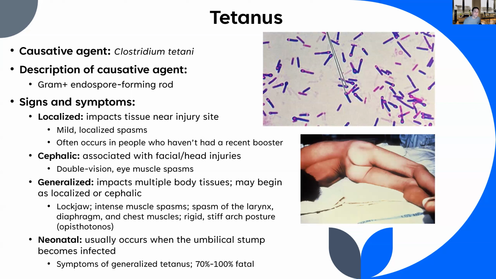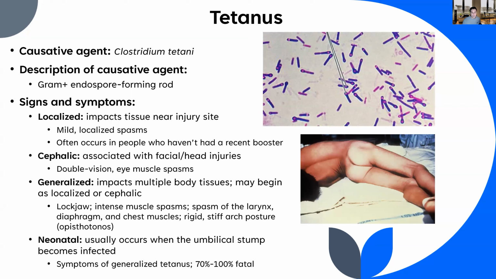And then there is generalized tetanus, and this usually impacts multiple body tissues. So basically, generalized typically starts as localized or cephalic, depending on where the wound site is, and then begins to spread throughout the body. And this is when it starts to get real scary, because this is where you start to see the other name, lockjaw. Lockjaw is the other name for tetanus.